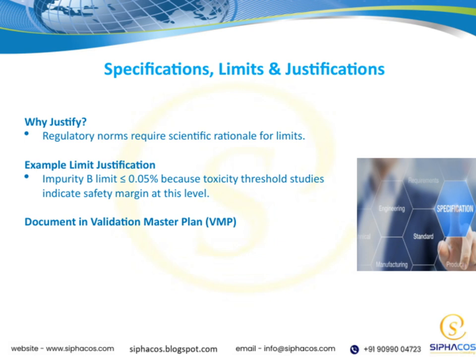For example, take the impurity B limit. It's set at less than or equal to 0.05%. Why that specific number? Because toxicity threshold studies have shown that at or below this level, the substance remains safe. So, the limit isn't arbitrary. It's backed by scientific data indicating a safe margin. And where do we document this justification? It should be included in our Validation Master Plan, or VMP.